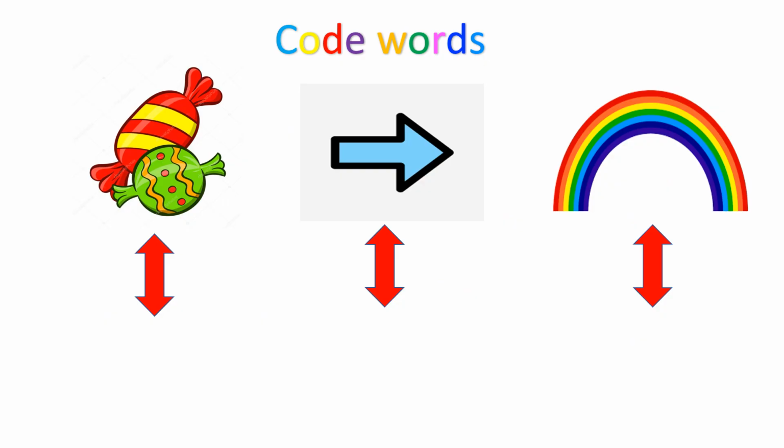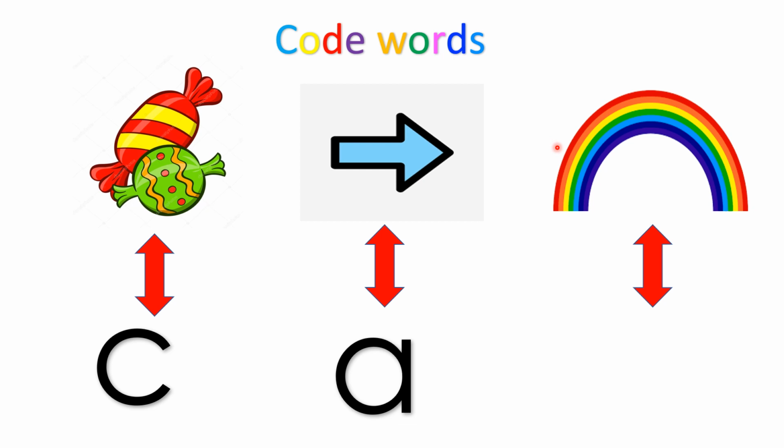On Thursday, we work with the code words. Students have ready a bond paper with markers. You are going to write the code words. For example, the first picture, candy. Candy begins with the letter C. Excellent job. The second picture is arrow. Arrow begins with the letter A. Excellent job. We are going to write the beginning sound of each picture.